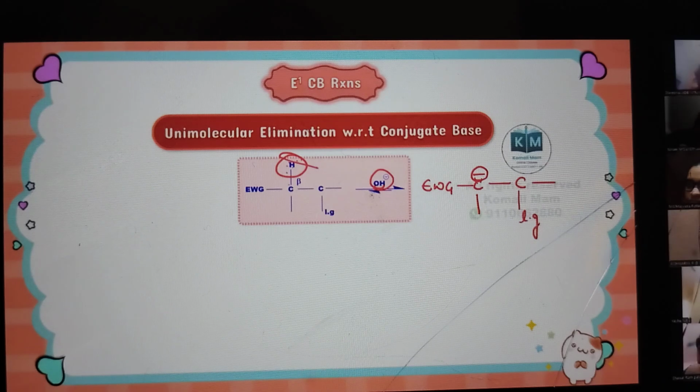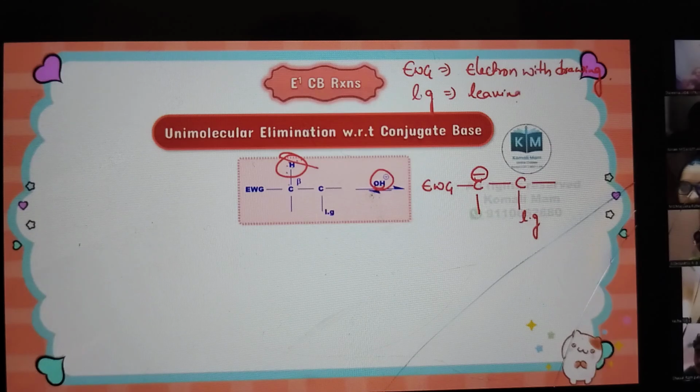This is clear. EWG means electron withdrawing group. Don't worry about what electron withdrawing groups are. Everything you will learn in class 11. I will teach you. GOC is going to start. After that you will learn what is an electron withdrawing group. LG means leaving group.